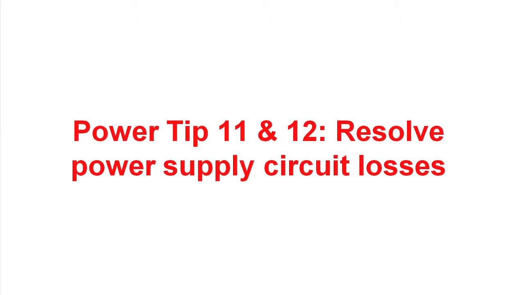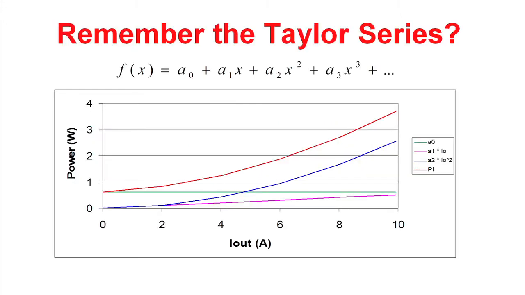Welcome to Power Tip 11 and 12. Here we're going to talk about how you can resolve your power supply circuit losses. This typically happens when you go through all your calculations and you figure out your switching losses and your conduction losses, and then you go to lab, and sometimes the two of them don't actually line up very well. So this is a method where you kind of separate out switching losses from conduction losses.